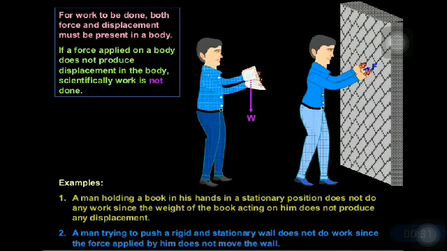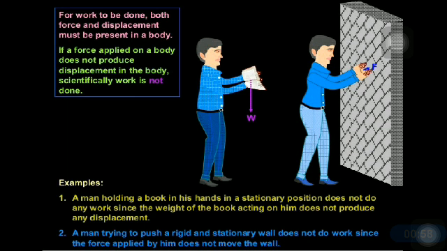For work to be done, both force and displacement must be present in a body. If a force applied on a body does not produce any displacement in the body, scientifically work is not done. For example, a man holding a book in his hands in a stationary position does not do any work, since the weight of the book acting on him does not produce any displacement.